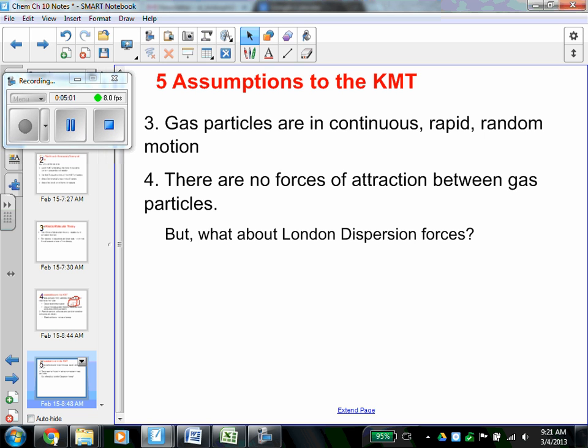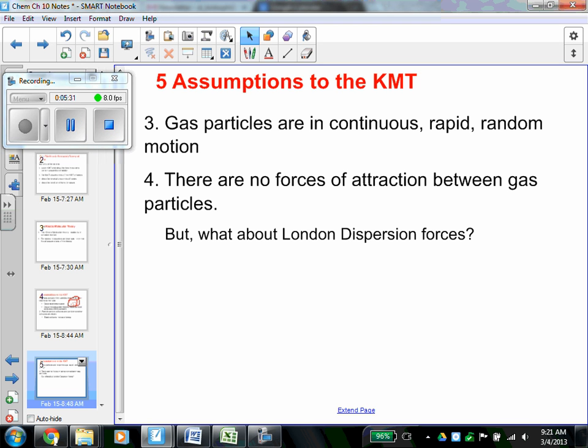These weak forces of attraction are called London dispersion forces or van der Waals forces. Now, these London dispersion forces are only between nonpolar substances. Well, oxygen's nonpolar, nitrogen's nonpolar, chlorine's nonpolar. So there is some force of attraction between gas particles, especially in what we call real gases. But this force of attraction is so small, so minute, that these gases would rather diffuse.